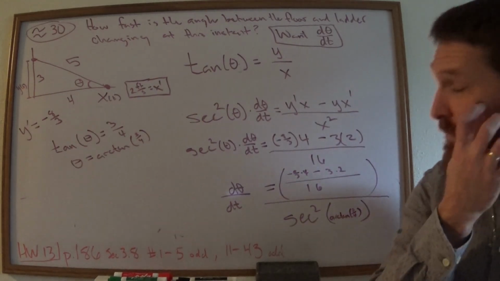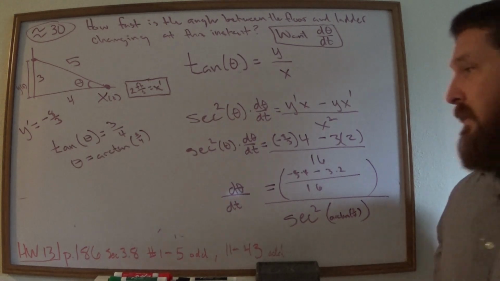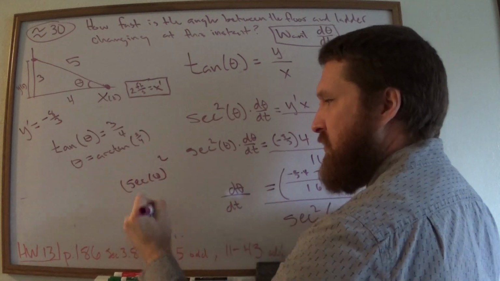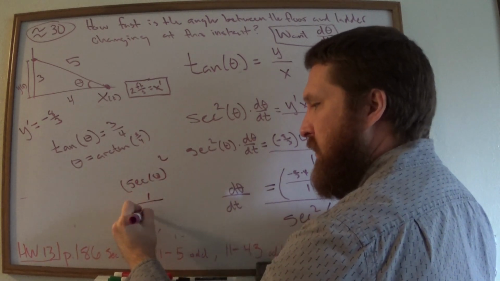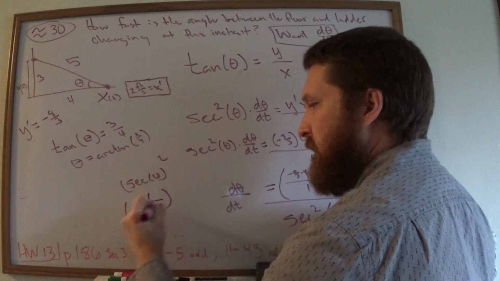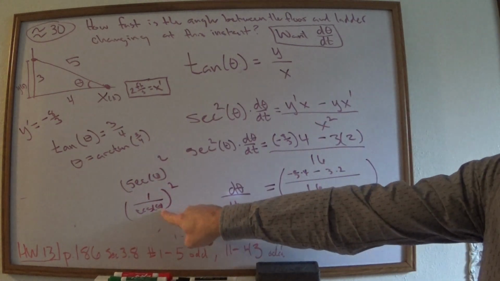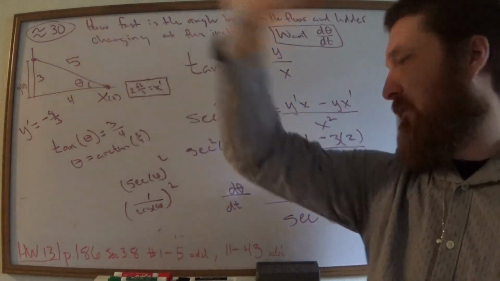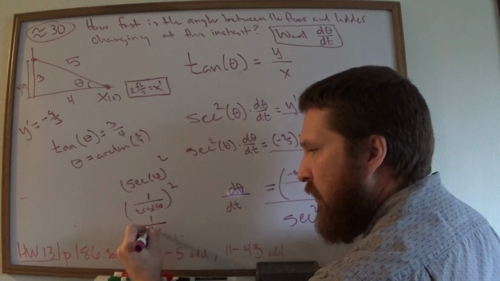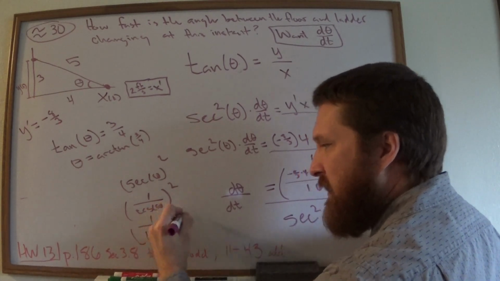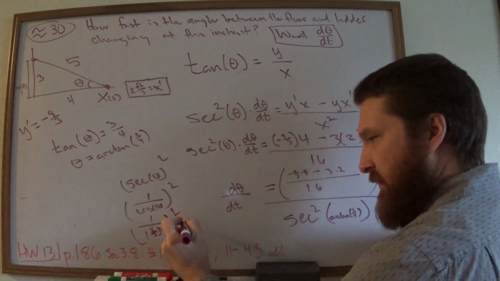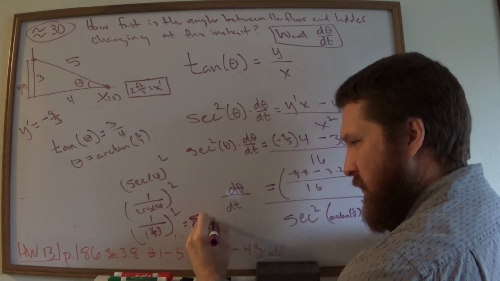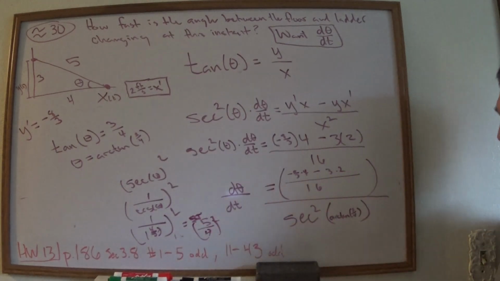However, you could also say, well, hold up, secant squared. Secant is 1 over cosine. And cosine, we could actually find that, can't we? Cosine of theta is just what? 4/5. So that's 1 over 4/5 quantity squared, or 5/4 squared. 5 over 4 quantity squared. So we could write it like this. I'm perfectly fine with this.